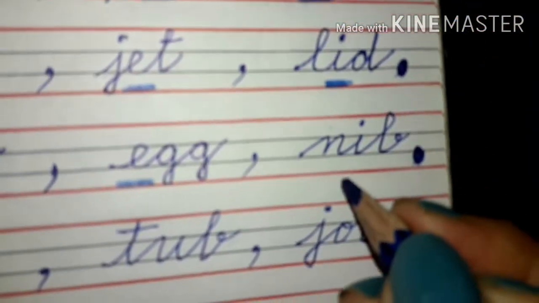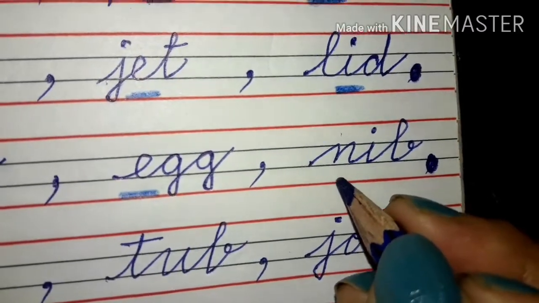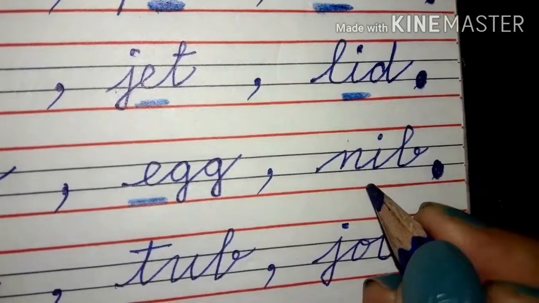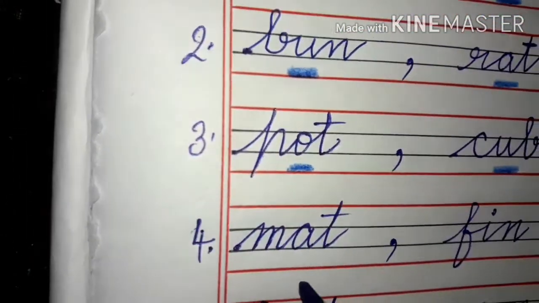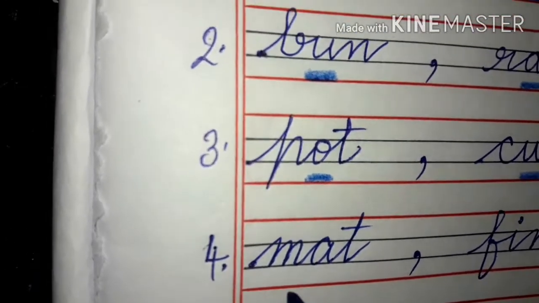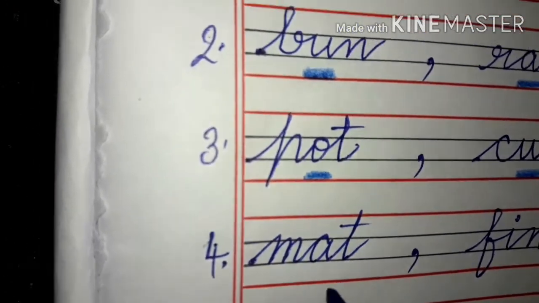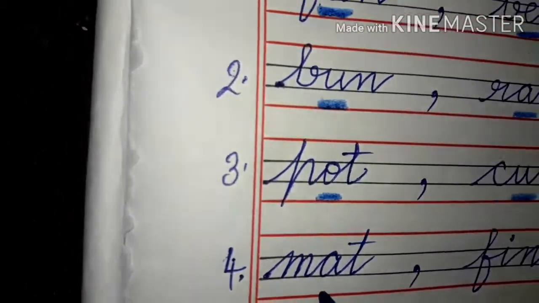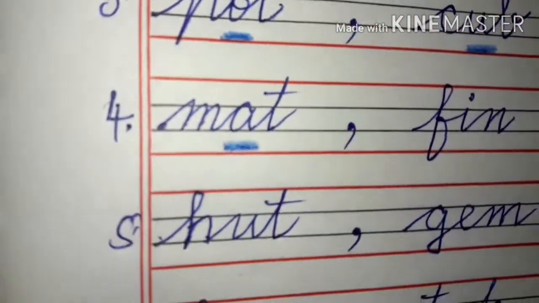Next word is nib. N, I, B, nib. I is a vowel here. Come to the fourth line. Next word is mat. M, A, T, mat. Where is the vowel here? A. This is a vowel.